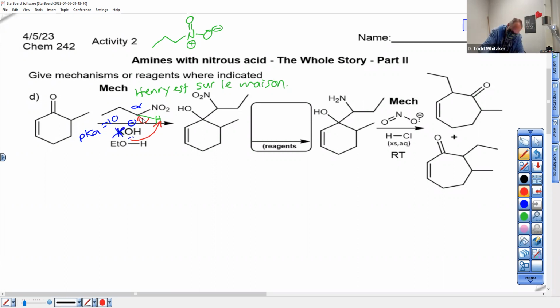You're setting up the nitroaldol. Here's your enolate. You get your NO2, carbon with lone pair, ethyl, and enolate. Red first. You're going to attack the old carbonyl. Get an O minus. What's the O minus going to do?